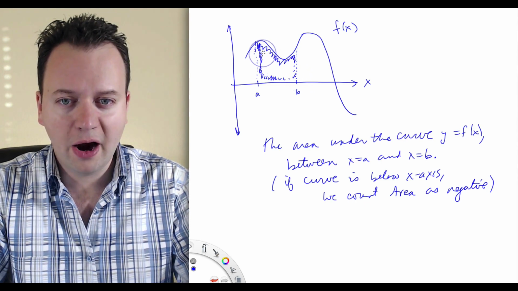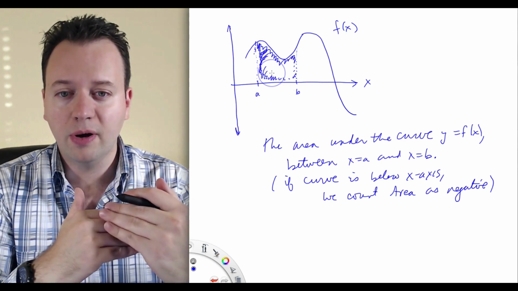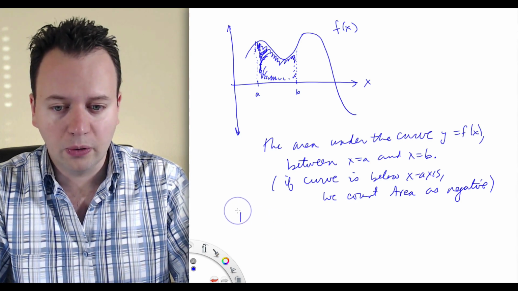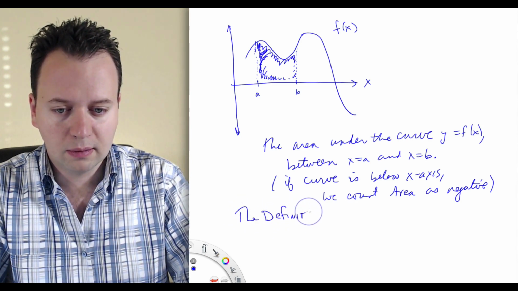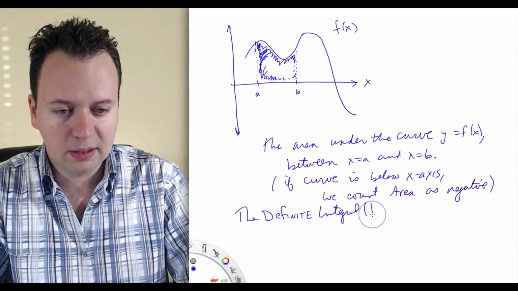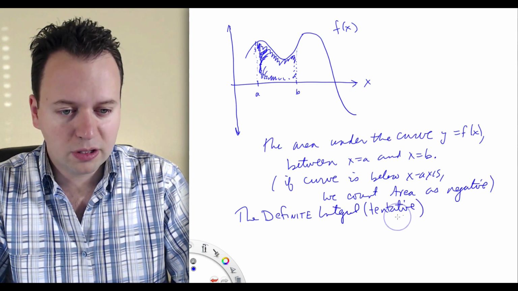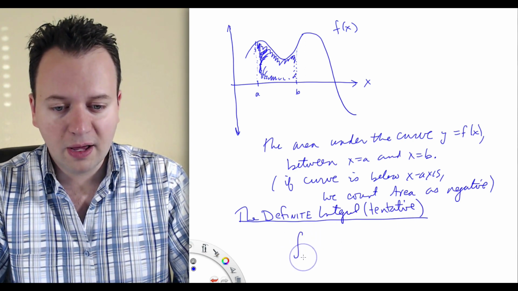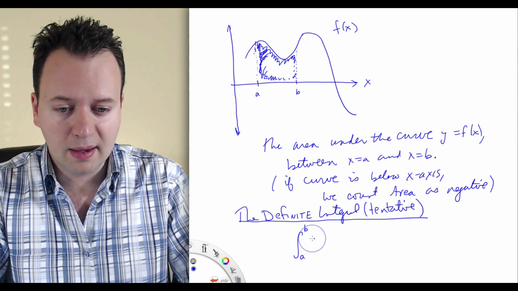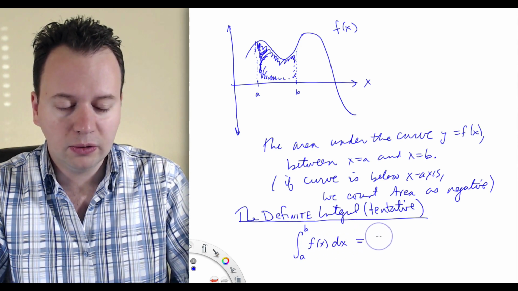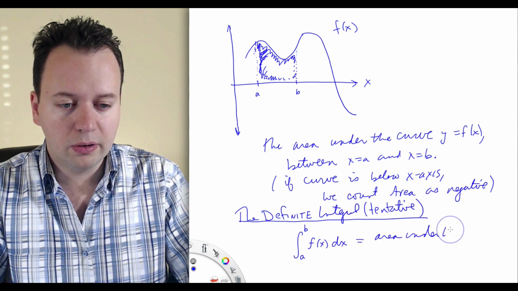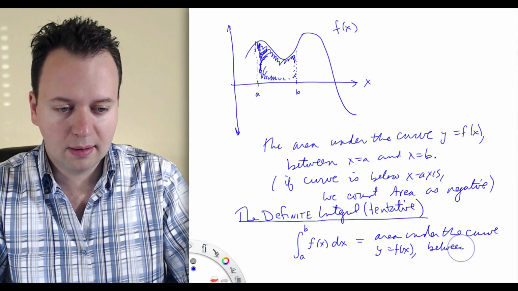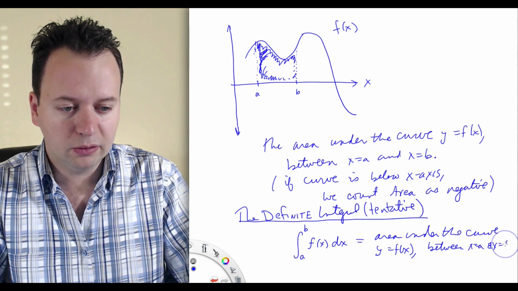So we have this notion of area, and it's literally the area under the curve and above the x-axis, and if the curve is below the x-axis, we count it as negative. So we can say that the definite integral, and this is a tentative definition because we'll replace it with a more rigorous definition once we develop the theory of Riemann sums, we call it the integral from a to b of f of x dx, and this is equal to the area under the curve y is equal to f of x between x is equal to a and x is equal to b.